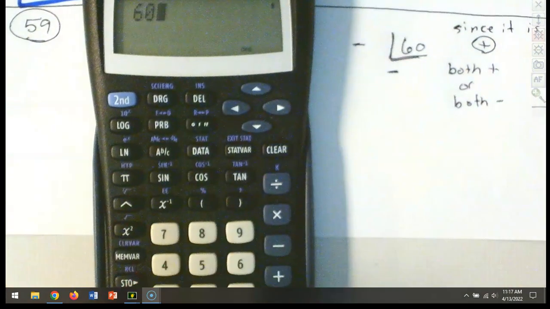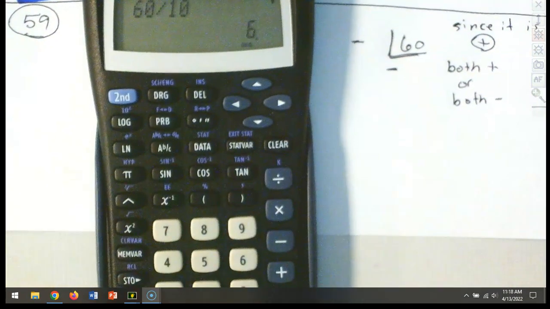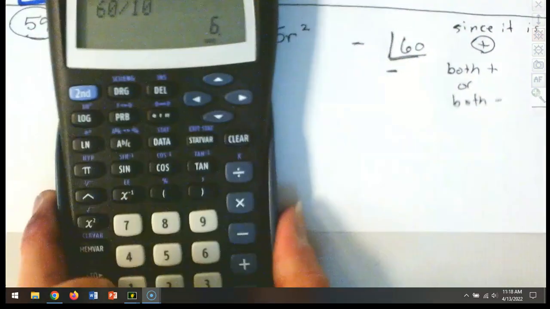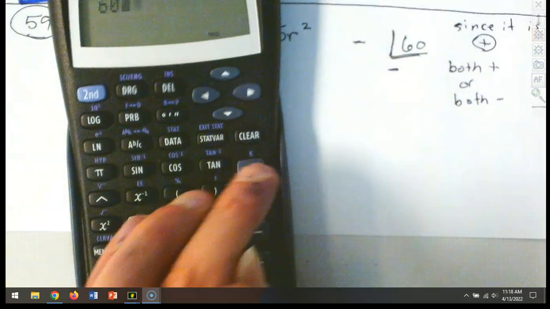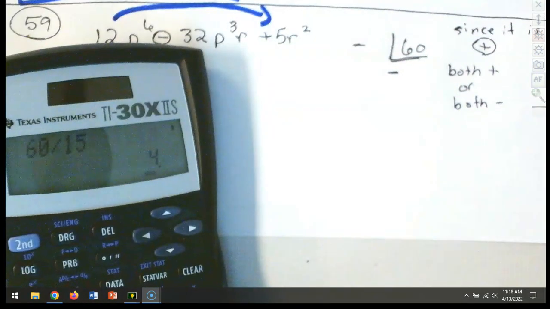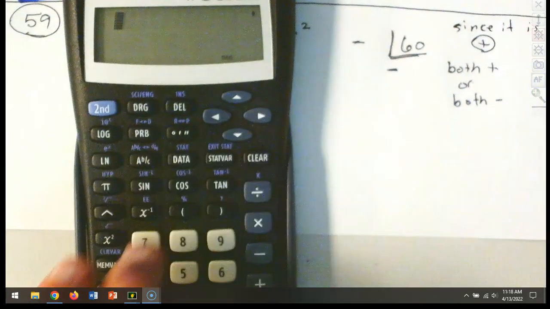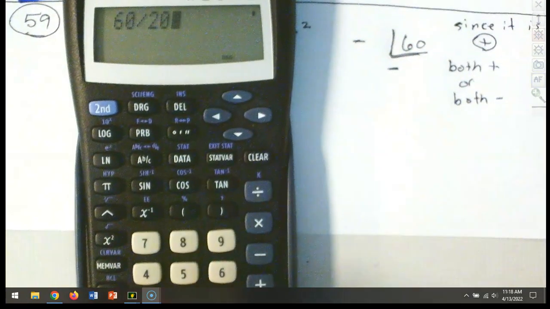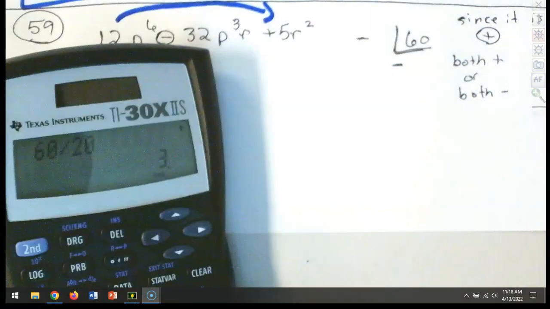So let's try a 10. 10 is not going to work either. So 10 and 6 gives you 16. We need a 32. Let's try a 15. 15 and 4. Nope, still doesn't work. How about we try a 20? 20 and 3. Still doesn't work.